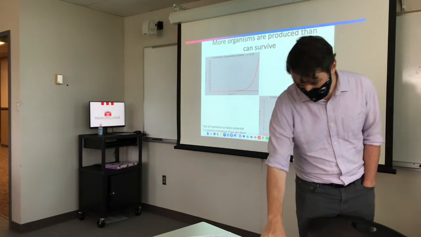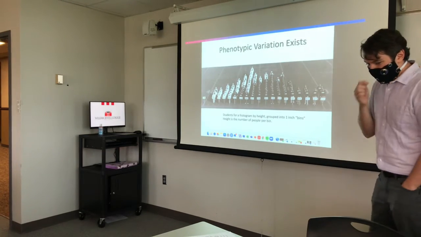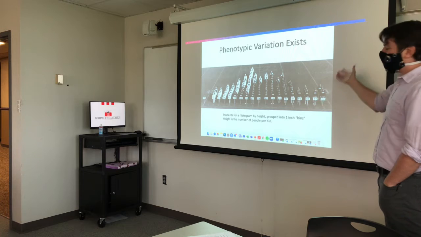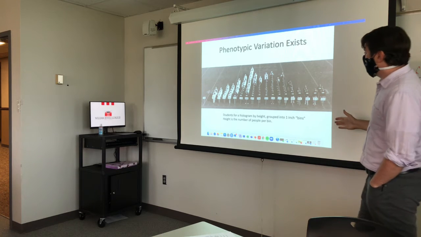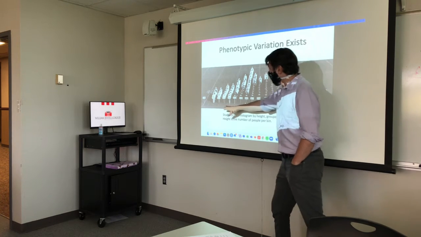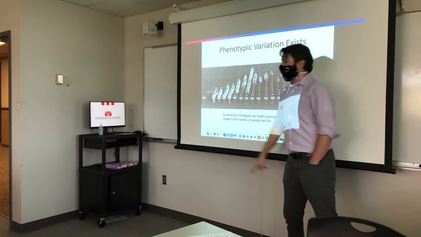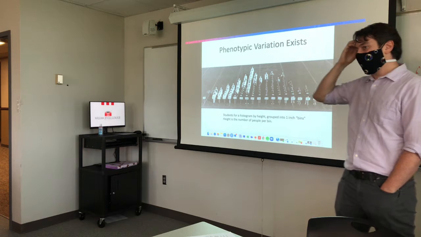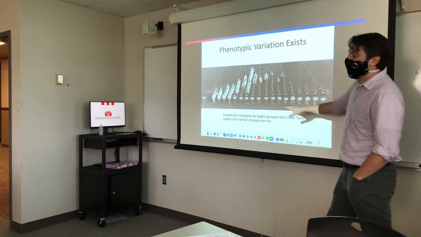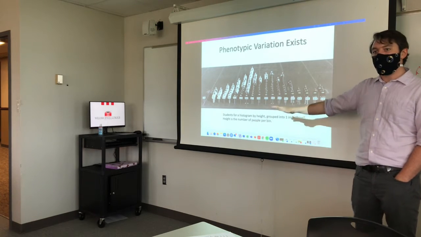They also show that phenotypic variation exists. Here's a histogram of students binned by height. So each line is people who are within about an inch height of each other. And you can see that they're tall and they're short. Right? There's all kinds of traits, phenotypic traits, that vary like this.